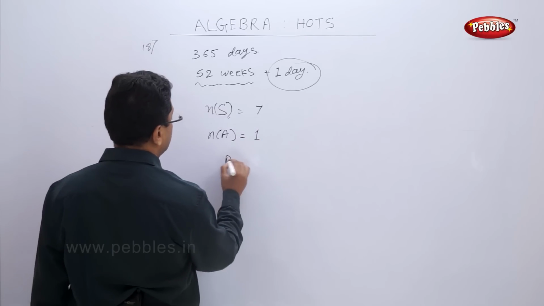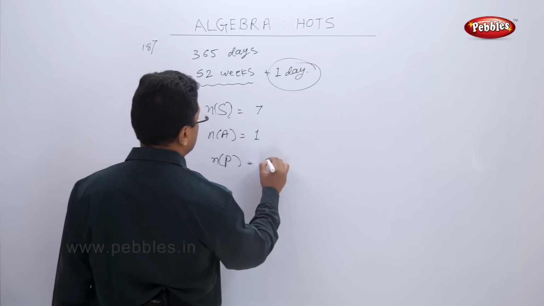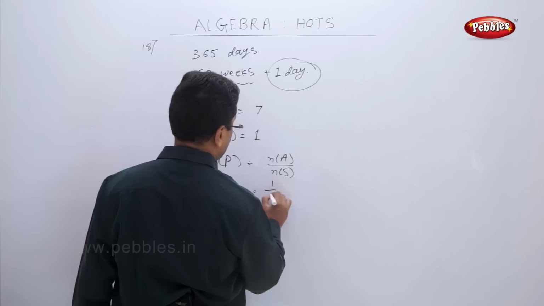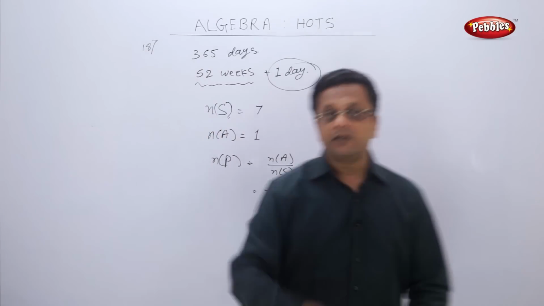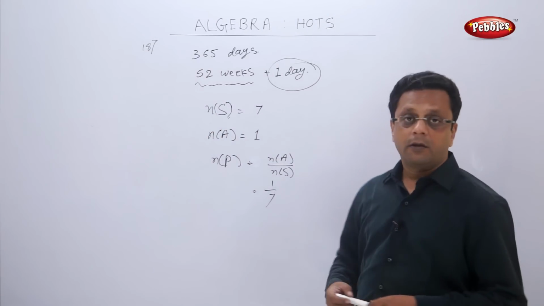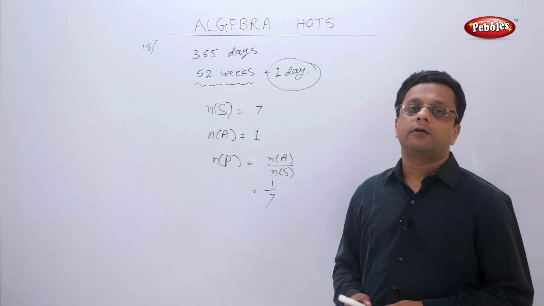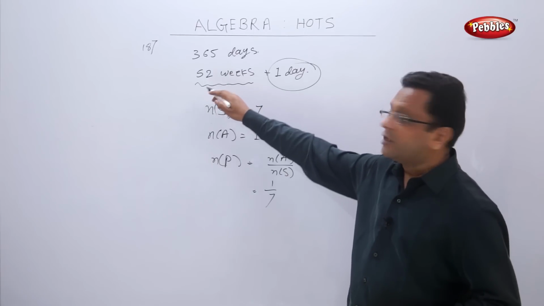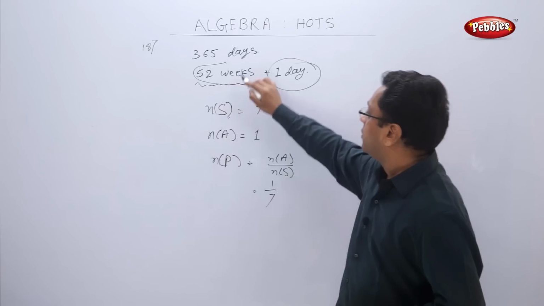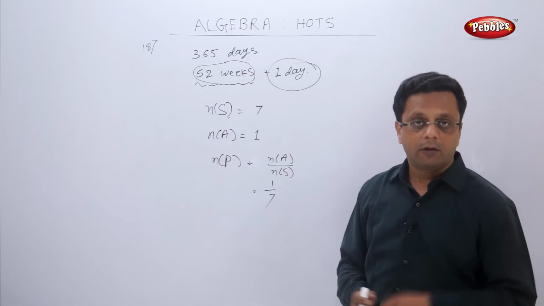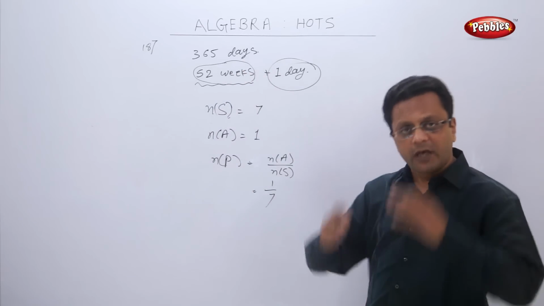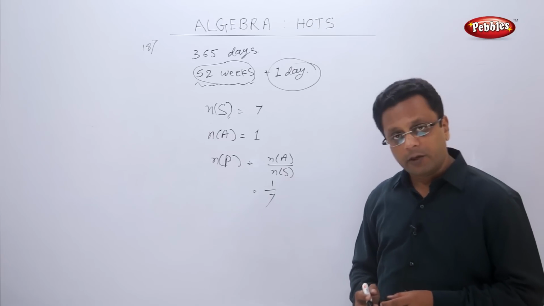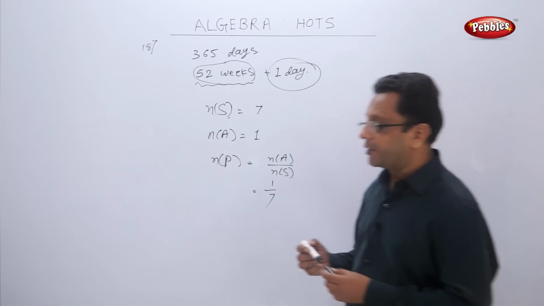Is 1. So what is the probability? It will be NA upon NS, that is 1 upon 7. So this is the probability of getting 53 Sundays in an ordinary year. Okay, very simple. Many students get confused in this part. Don't get confused, because 52 is fixed. We have 52 Sundays. Definitely we have to only worry about the 1 extra day. Let us go ahead.